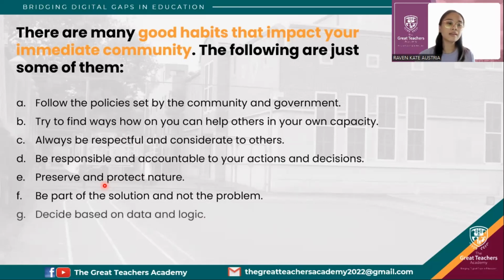Okay? And last but not the least, decide based on data and logic. This is very nice, especially when you want to be strategic with your actions. Say, for example, the community needs more plants. So, baka yung resolution is to really plant trees. Then, as a responsible member of the community, mag-volunteer ka for tree planting. So, something like that. Okay?